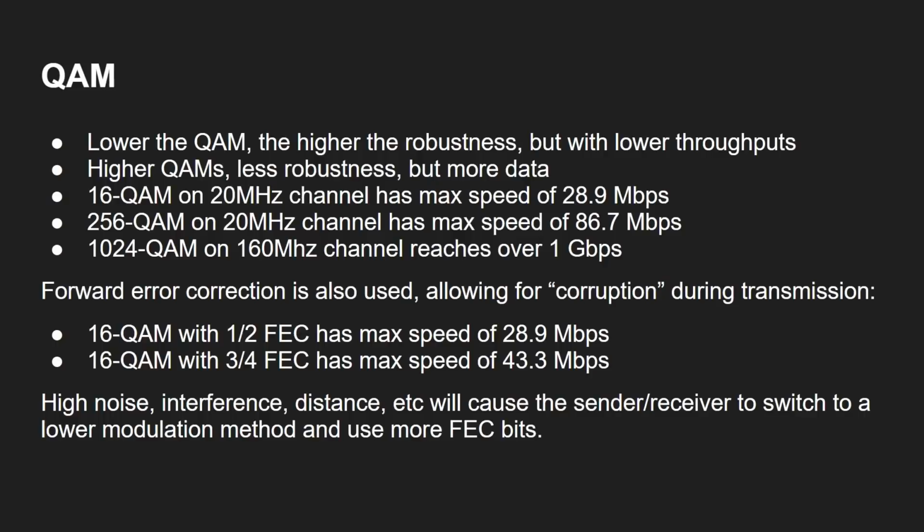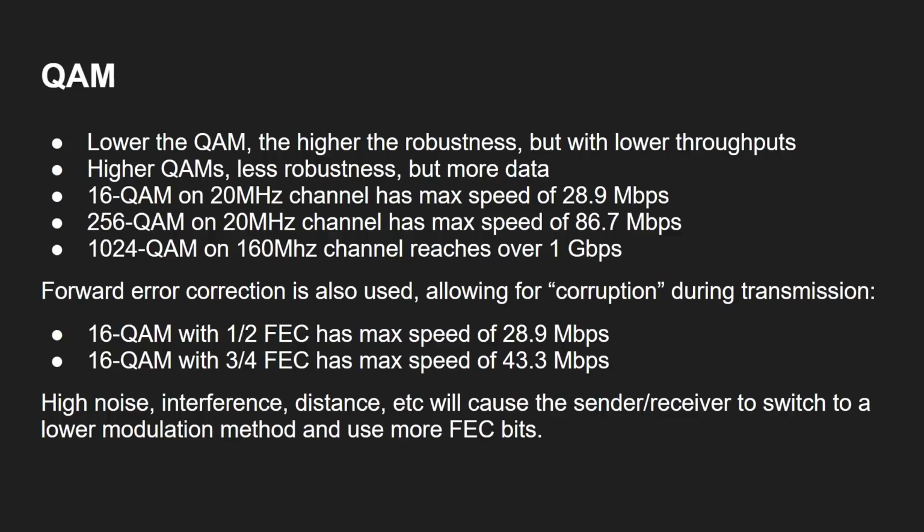So a 1-2 forward error correction has a maximum speed of 28.9. But if you don't need the error correction, if the signal is good and clean without that noise, then you can actually get away with a 3-4. 3-4 means that you put in 1 bit after every 3 bits rather than 1 bit after every bit, which is the 1-2.